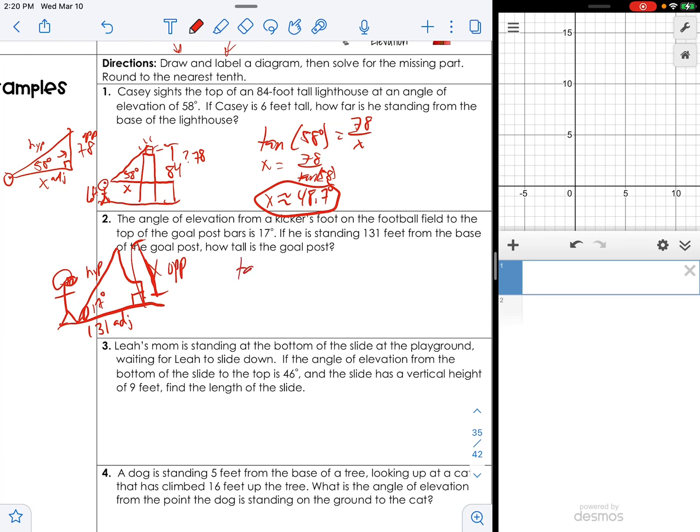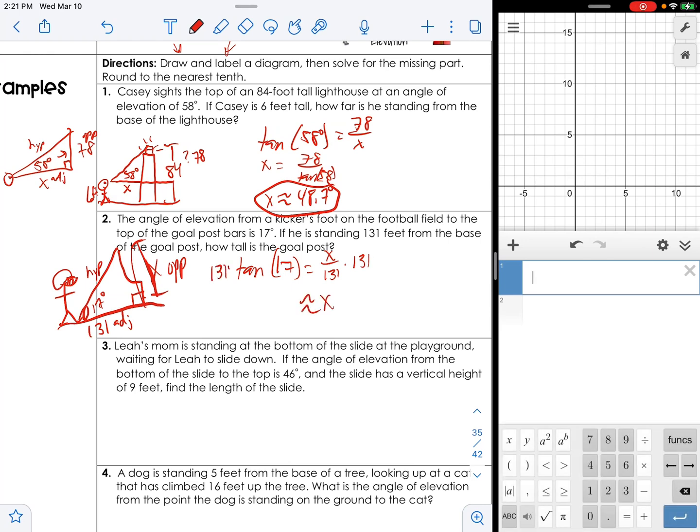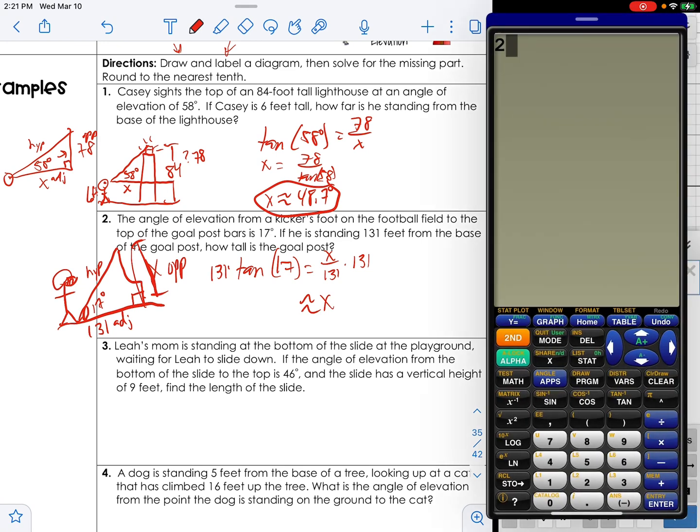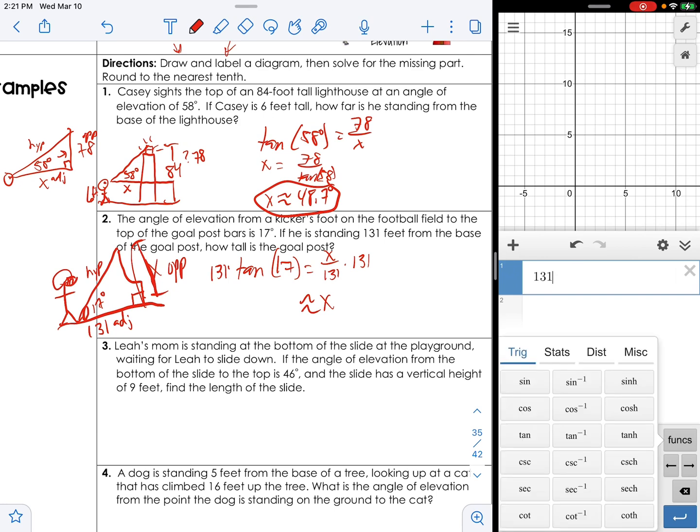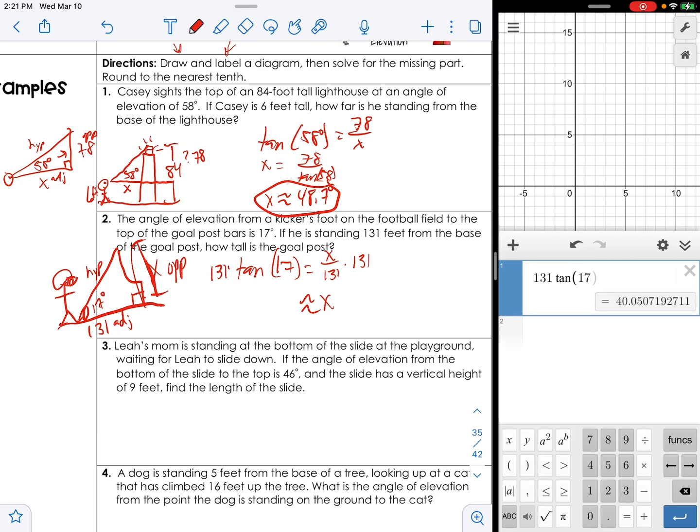So we've got TOA again: the tangent of 17 degrees equals opposite x over adjacent 131. So multiply by 131 on both sides. x is going to be approximately 131 times the tangent of 17, which makes it 40.1 feet tall. Okay.